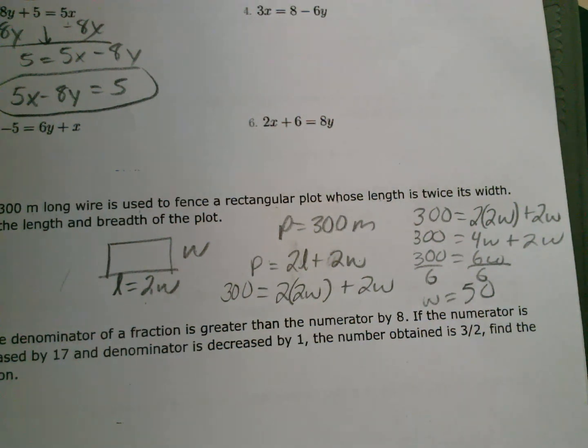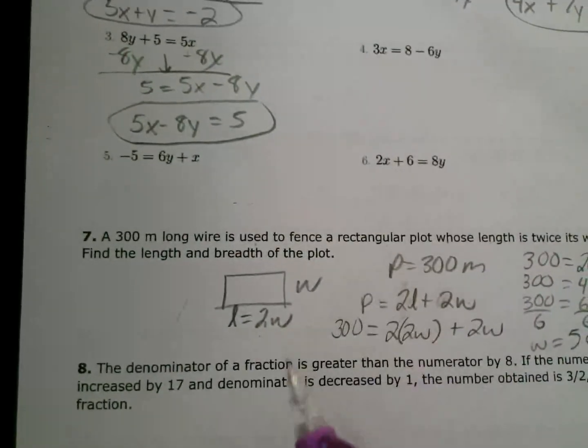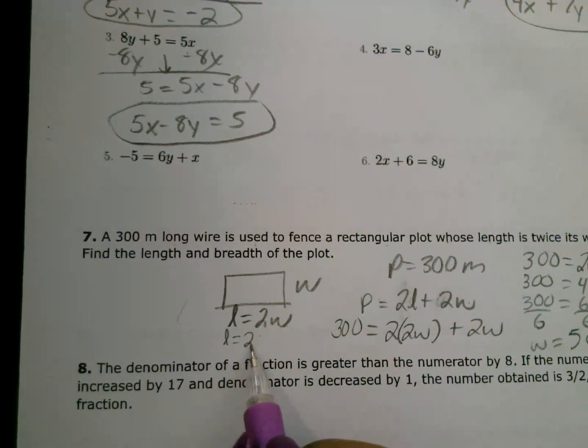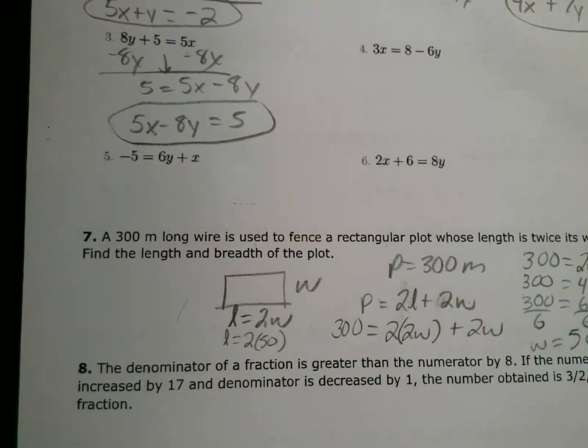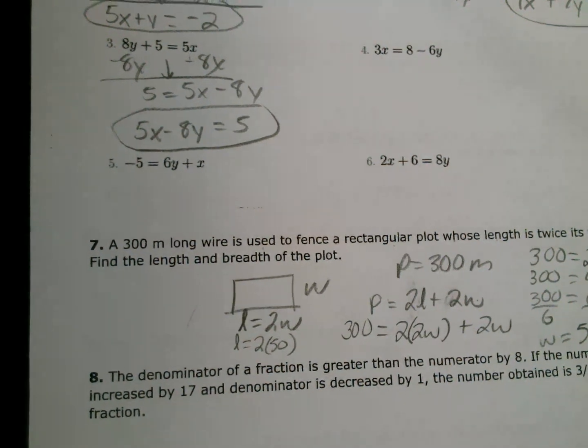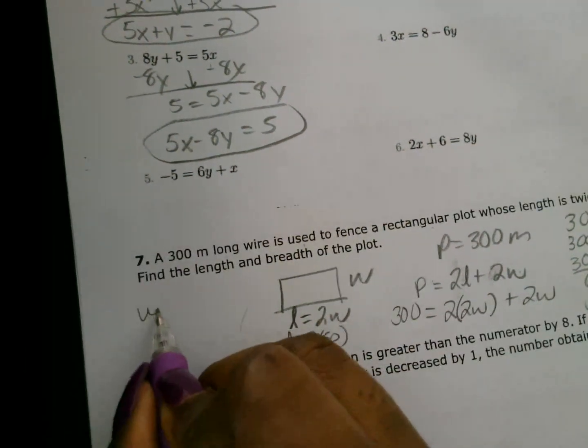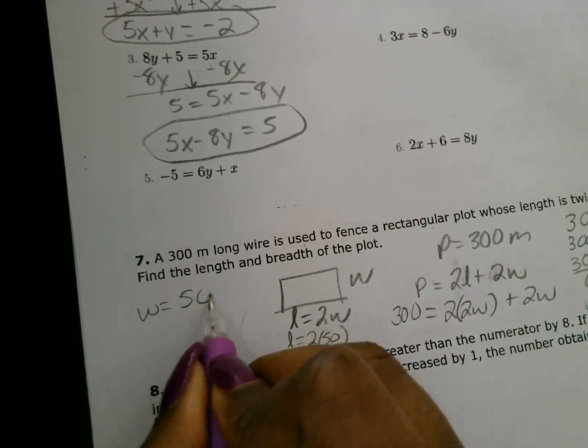All right. So that is W. So then the length is going to be L is equal to 2 times 50. Okay. All right. And 2 times 50 is 100. So the width is 50 and the length is 100. Width is equal to 50.